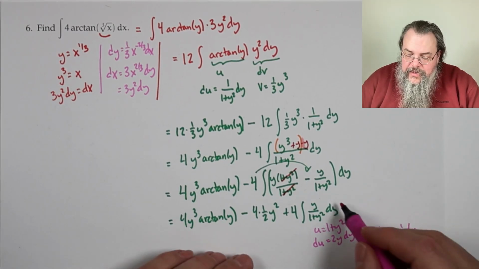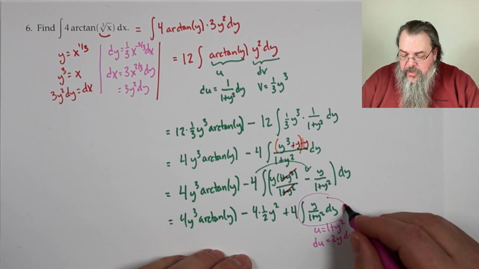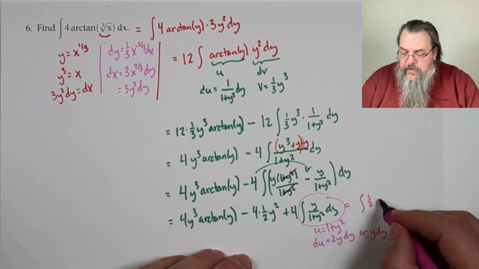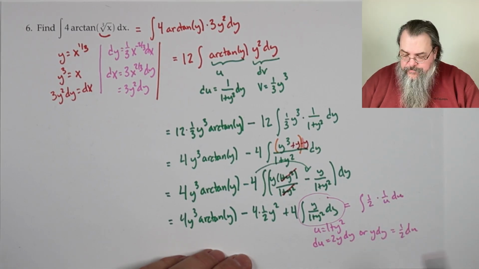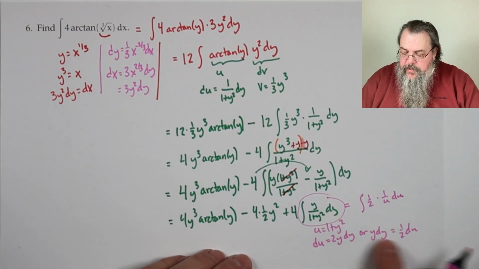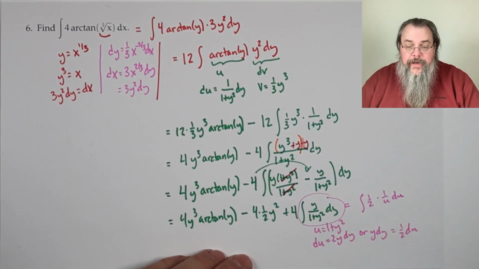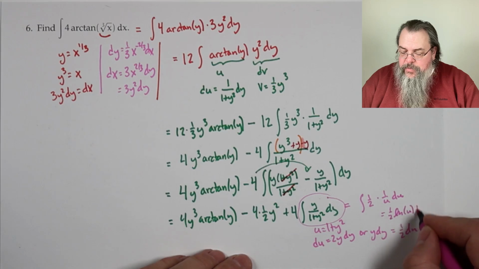And so, if we just look at this piece right here, this would become the integral of 1/2 times 1 over u du. Right, the 1/2 coming from the y dy. And then the 1 over u is the 1 over 1 plus y squared, which is 1/2 log u plus c.